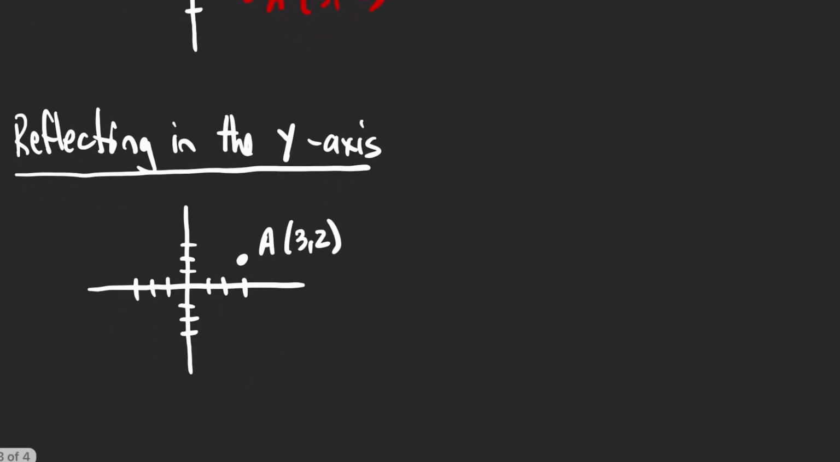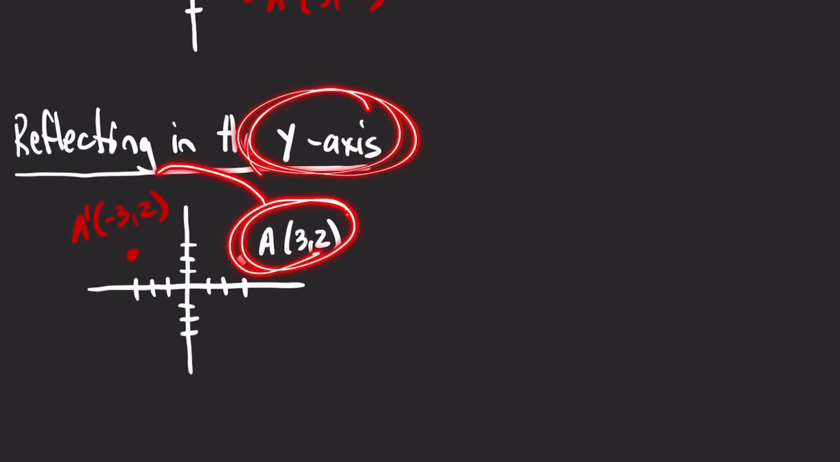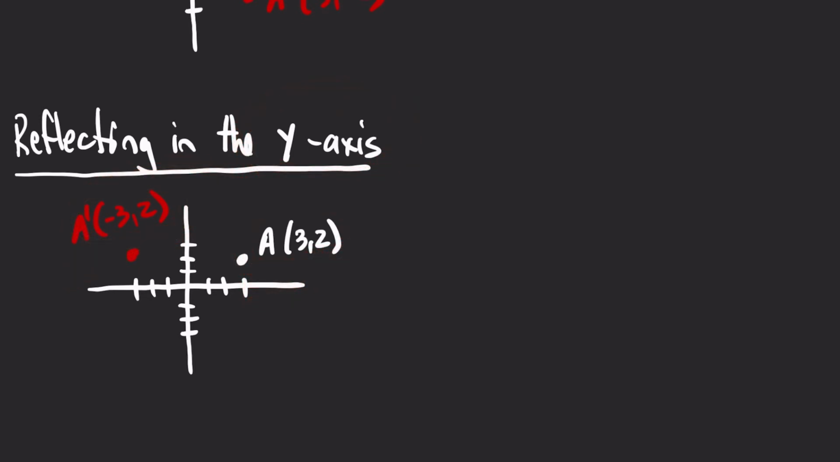We also reflected in the y-axis. So here's my y-axis, which means this point would reflect over here. So in this case, A prime would be negative 3, 2. So again, there's a pattern. When we reflect in the y-axis, this coordinate becomes this coordinate. So what changed going from A to A prime? See if you can figure that out.